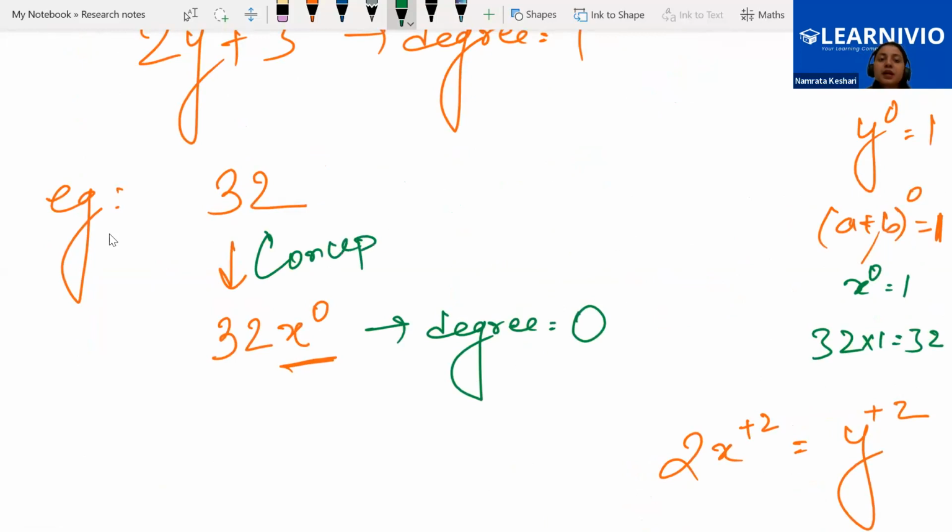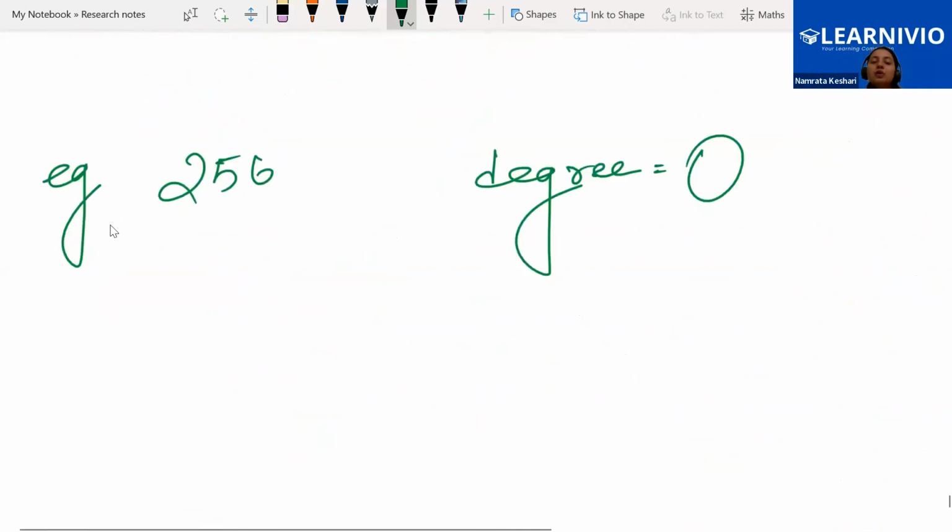In detail, the concept is that we assume 32x to the power 0, or maybe y to the power 0, whatever you want to take. Hence the degree is 0, because anything having power 0 is just 1. Okay. So now I can see you are getting how to find the degree of a polynomial just by observing it.